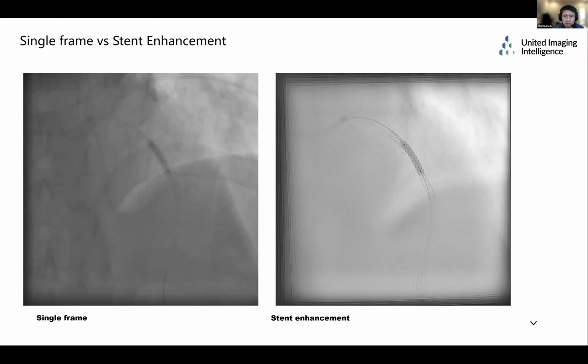This is another example. I have to highlight this region in the original image, right? If you observe this region, we are not able to see almost anything. But on this side, we can see the stent structure very clearly.